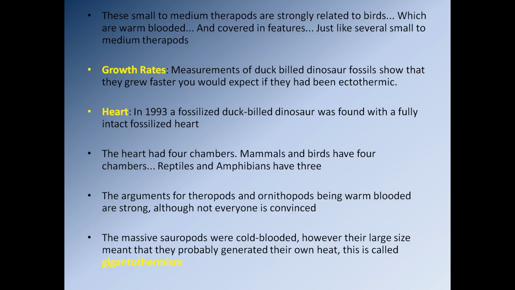In contrast, some dinosaurs like the sauropods, we are nearly 100% certain they were cold-blooded. The interesting thing about the sauropods is that because they were so large, it meant they probably generated their own heat just due to their size. And that process of producing your own heat due to your size is called gigantothermism. So bear this in mind. Some dinosaurs appear to have good evidence to support them being warm-blooded. Some dinosaurs, like the sauropods, have good evidence to suggest that they were in fact cold-blooded.